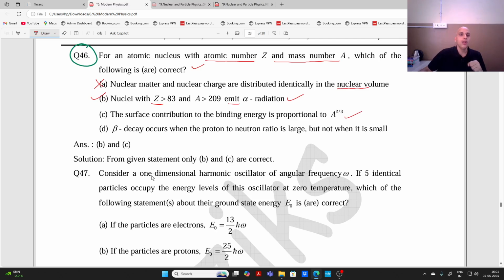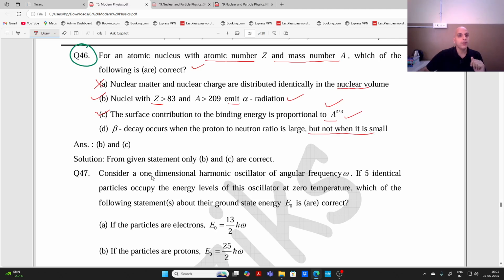It is also true. Although this is related to the formula of the binding energy of the atomic nucleus that we call the von Weizsäcker formula, the binding energy per nucleon formula, that I will derive and discuss in the coming lectures, it is also correct. We have to consider here directly that it is correct. The last is, beta decay occurs when the proton to neutron ratio is large, but not when it is small.